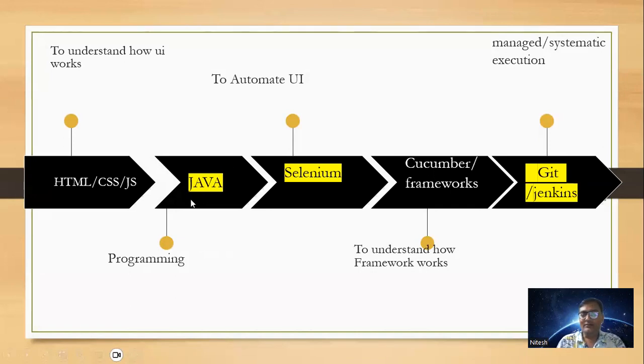Then we will learn Java. Basically, Selenium works with different programming languages: C Sharp, Python, JavaScript, Ruby, and Java, right? So as of now, we are considering we will learn Java programming. How it will happen, everything will come to that part when we start.